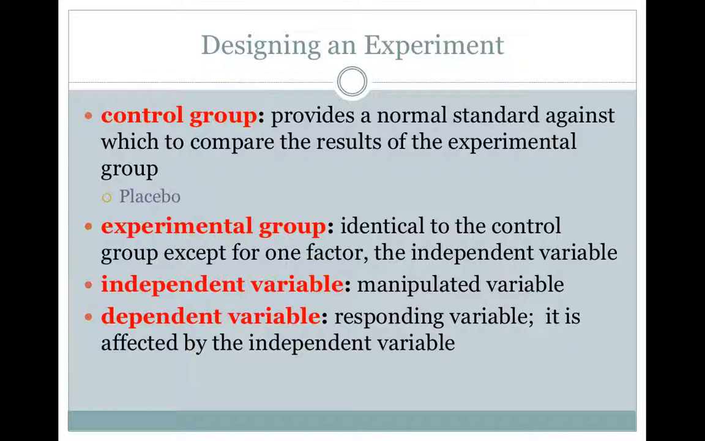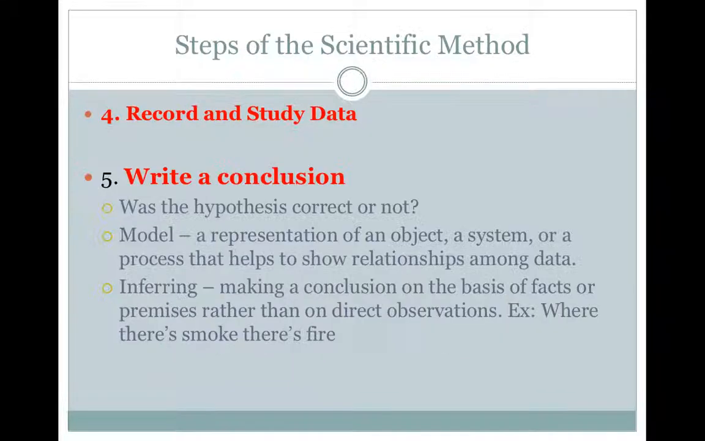The dependent variable is pretty much the outcome. I messed with the independent variable. I want to see what happens, and what happens is the dependent variable. This is what I'm looking for when I run my experiment, and this is what I'm going to measure or observe during my work. Once I have run my experiment, I need to document my data.